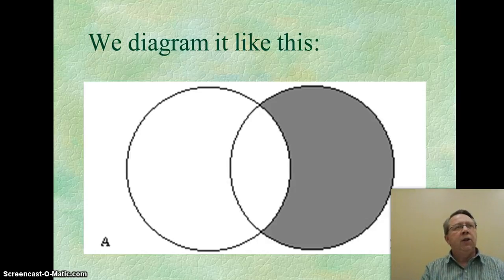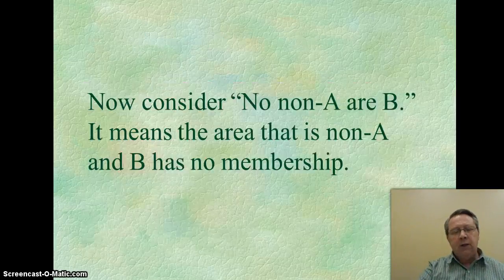I could flip the circles and put B on the left and A on the right, but sometimes that isn't convenient because the circle's already there, right? And so as a result, you have to learn to be able to switch that in your mind, even though it may not be necessary, okay?